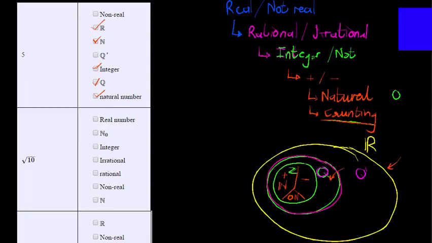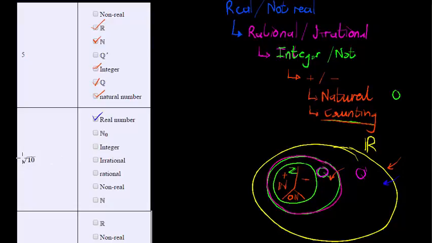Okay, so let's look at the next question. The square root of 10, is it a real number? Yes, it's a real number. The only non-real numbers are square roots of negatives. So it is a real number, and I'm inside this first circle. Once I'm inside there, I ask the question, is it rational or irrational? This is an irrational number.